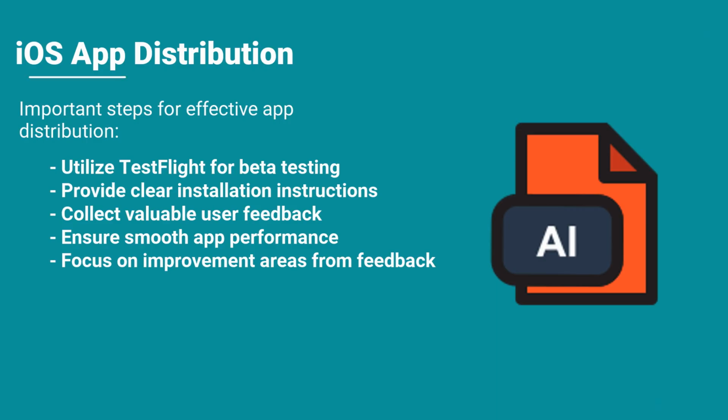Now, creating an effective beta testing strategy is crucial. Make sure you provide clear instructions alongside the app link, detailing exactly how your testers can install the app and report any issues they encounter. And remember, always listen to feedback during this phase, as it can really highlight areas for improvement.